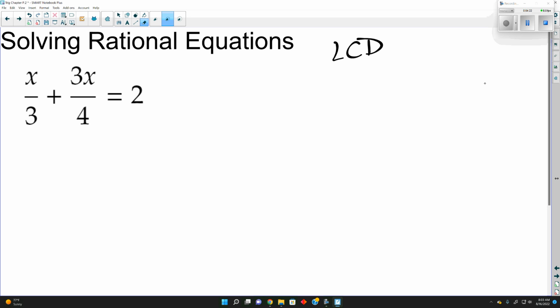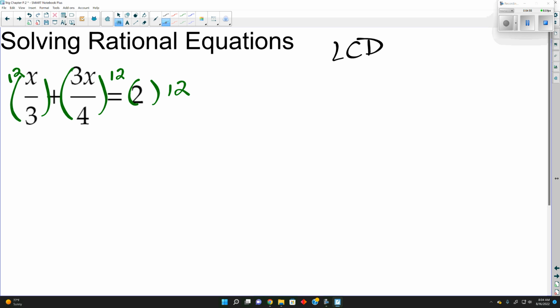Looking at this here, we're looking at 3 and 4 because those are the ones we want to get rid of, yes? What is the first number that I can turn both 3 and 4 into? What would it be? 12, yes? Because that's the smallest number I can turn both 3 and 4 into. So if I multiply everything in this equation by 12, it's going to make this simpler and easier to work with.